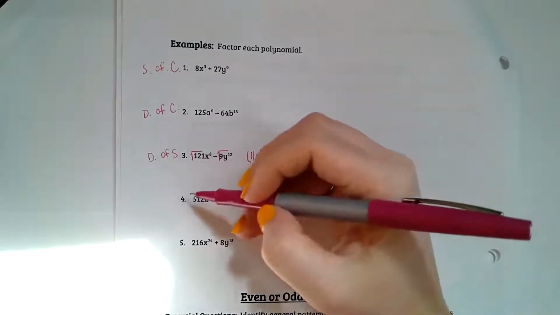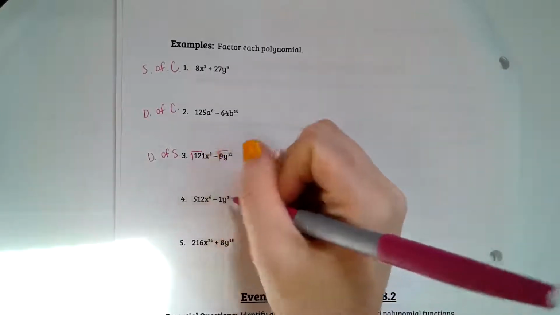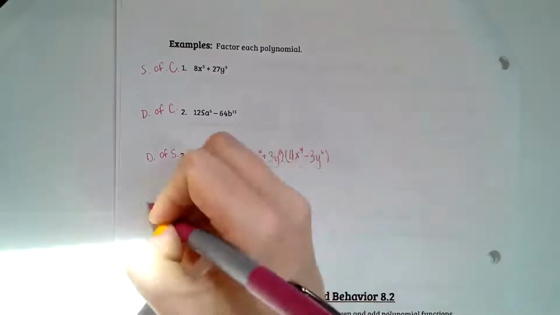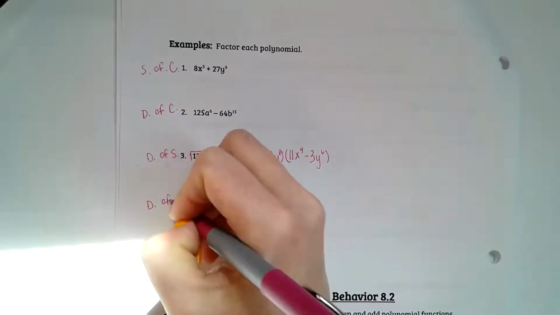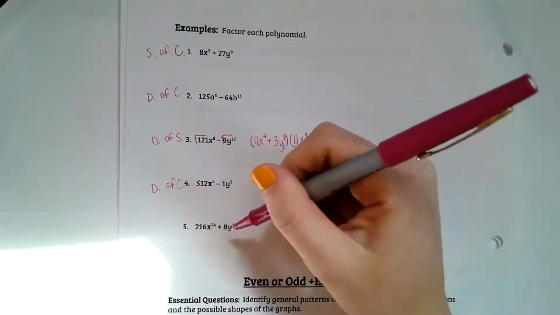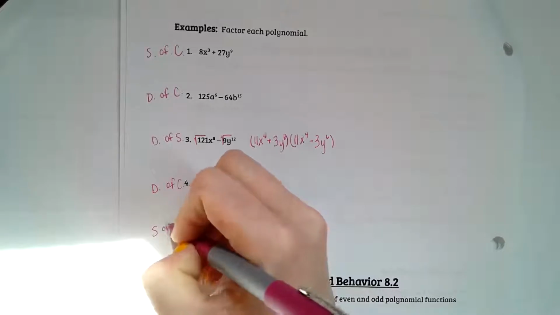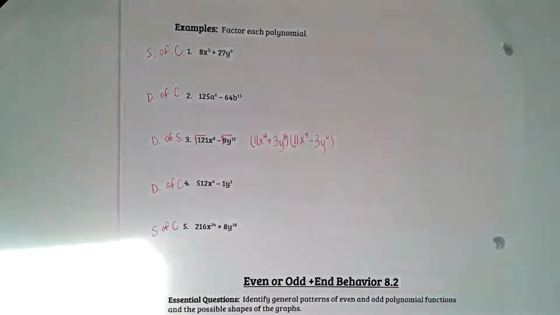Okay, so 512 and 1. And both of our exponents can be divided by 3, so this is going to be our difference of cubes. 216 and 8, and then both those can be divided by 3, so this is our sum of cubes.